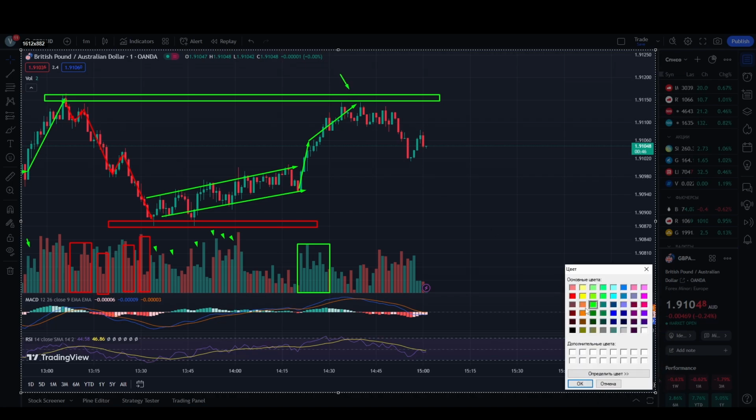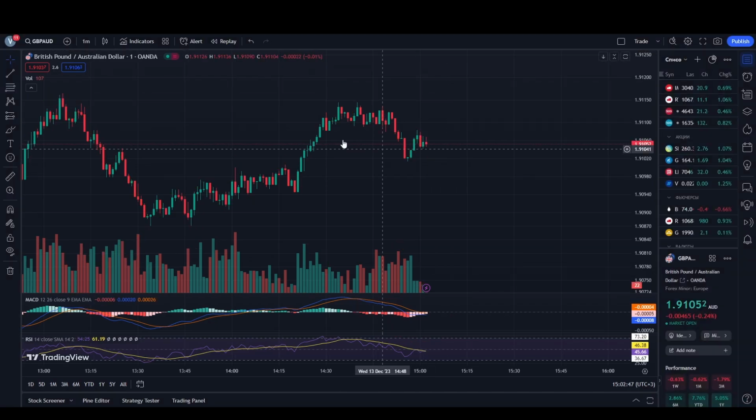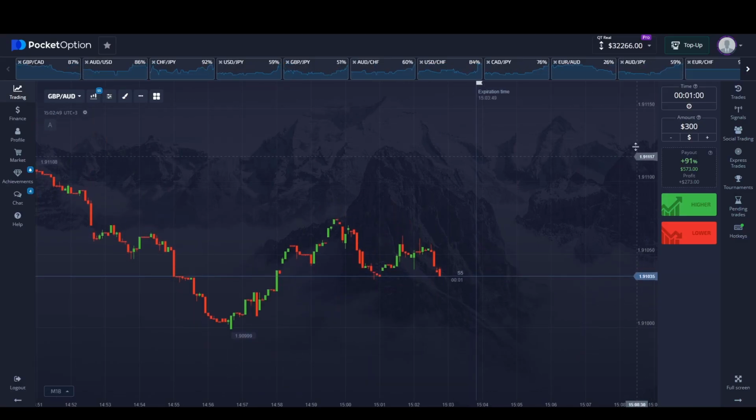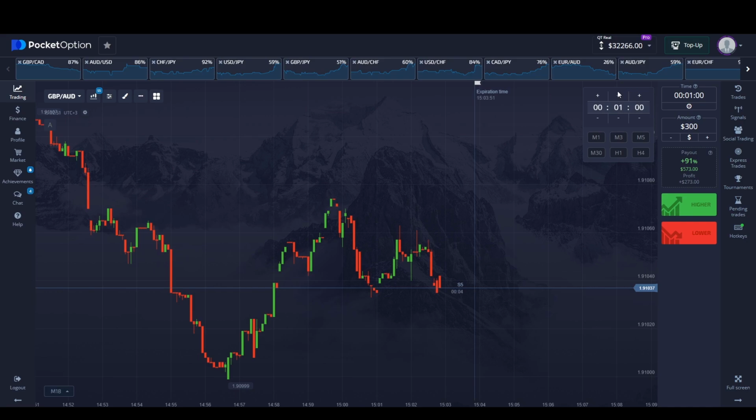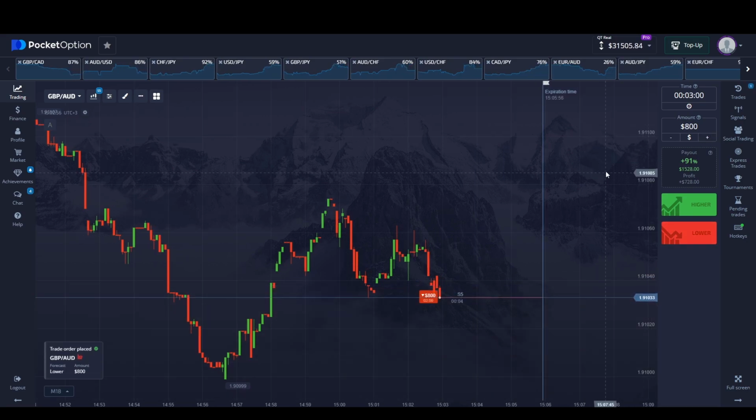Now, just before our entry into the trade, the key indicators suggest a gradual reversal, and we see how the graph has previously shown us a similar reversal. So I'm confident that in this case we can expect a downtrend after the buyers attempt to break through the resistance level. Therefore, we will be working on a downward movement. I switch to the broker and invest in a downward trade for 3 minutes with an investment size of $800.